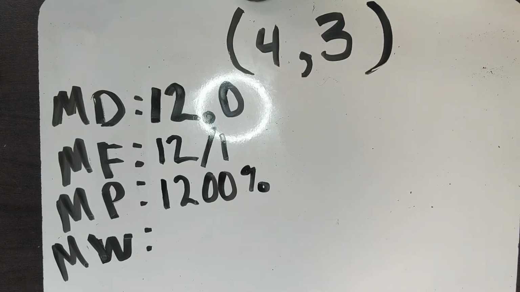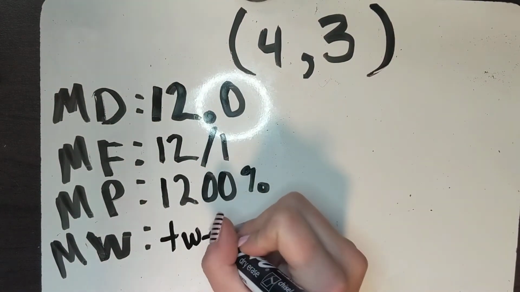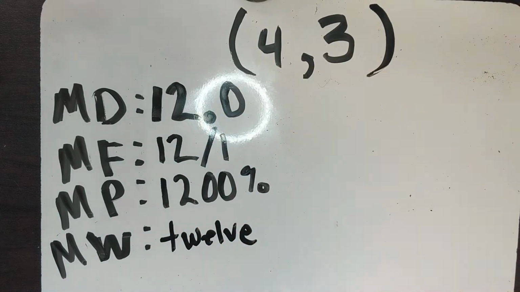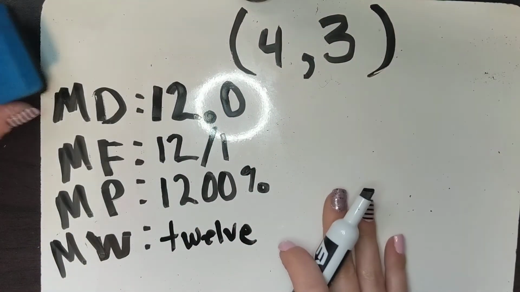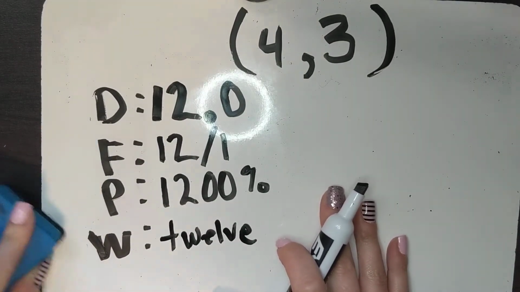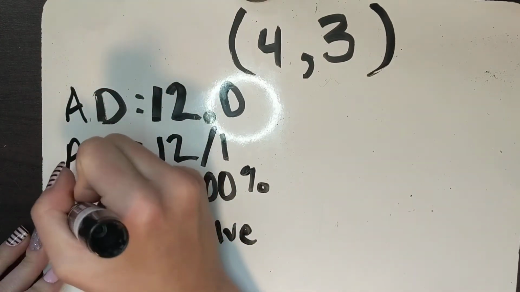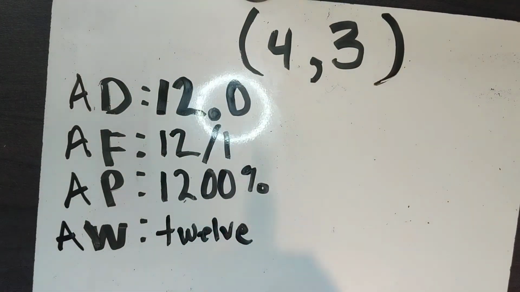So now I need to put it in words. So how do I write 12 in words? I just write it out. So that would be if I were multiplying. Now, when you flip to your next slide, you will be adding your numbers that are given to you in parentheses. So you're going to have different answers.